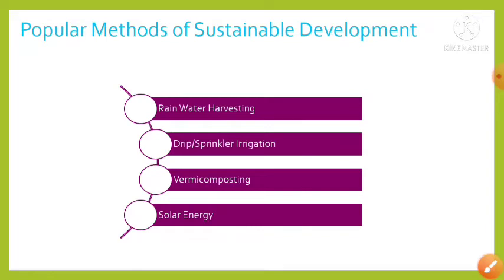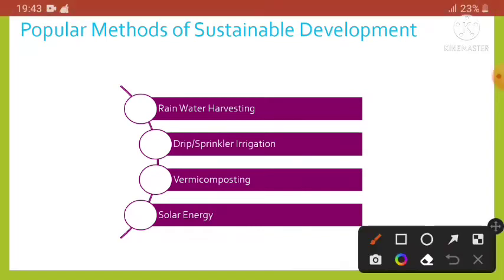Next, popular methods of sustainable development. Number 1 is harvesting rainwater, sprinkle irrigation or drip irrigation, then vermicomposting and solar energy.